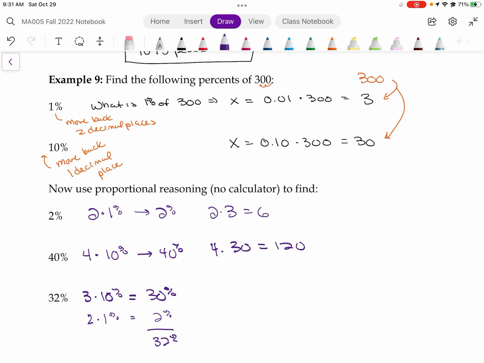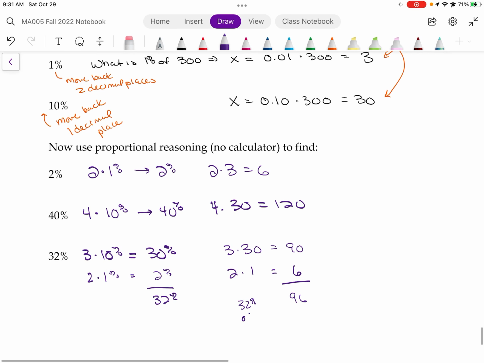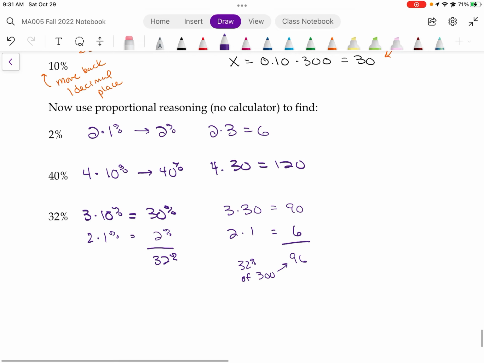Okay, so what is 10%? 10% was 30. So 3 times 30 is 90. 2 times the 1%, which was 3, is 6. So we get 96. So 32% of 300 is 96. No calculator.